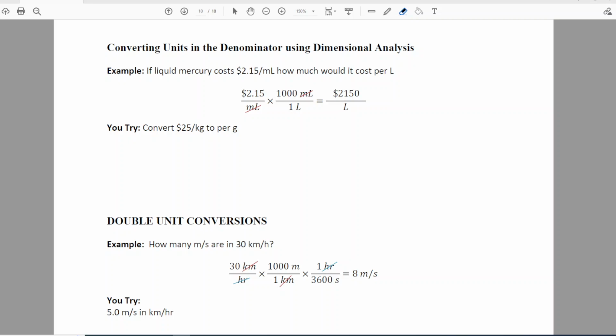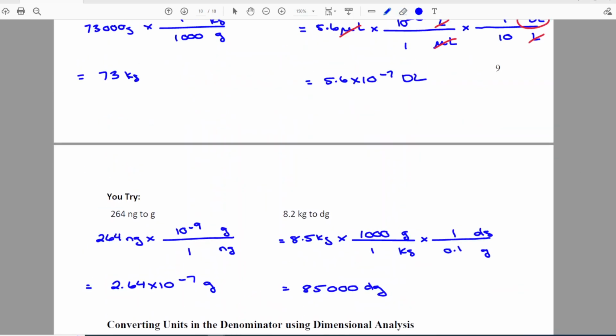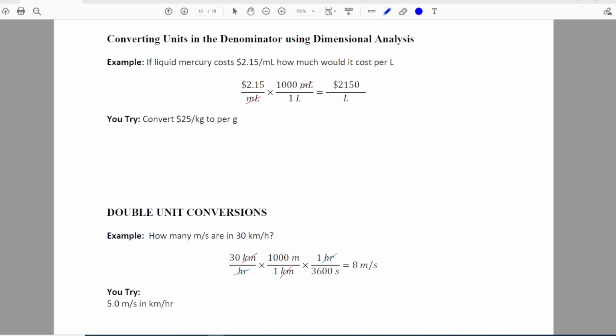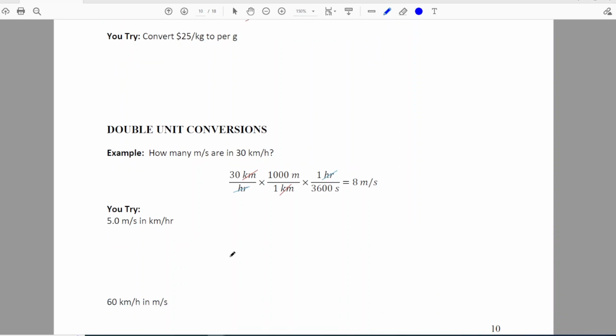So now that we've done single unit conversions, meaning we've looked at converting from milliliters to liters or kilograms to grams, what we're going to do now is start looking at converting units that are in the denominator, to lead us into double unit conversions. Really, one of the main things that you're going to have to do in Physics 50 is convert from kilometers per hour into meters per second.